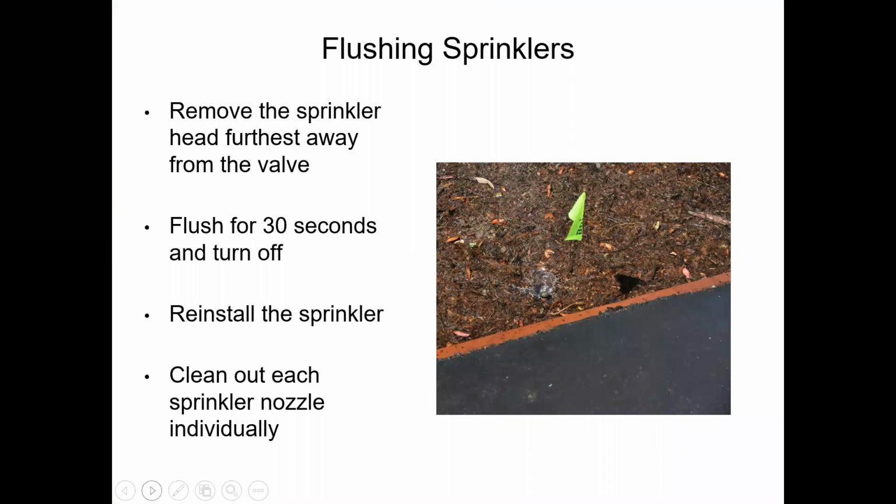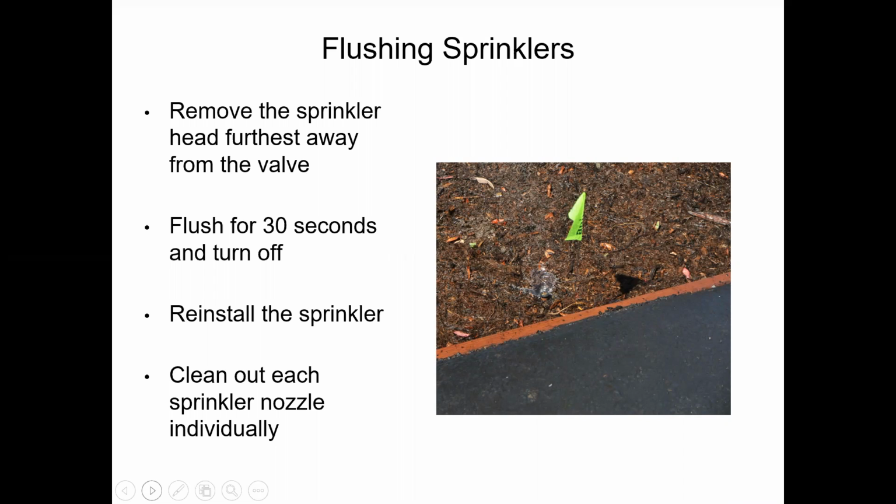So for sprinklers, you're going to want to remove the sprinkler head furthest away from your valve. And you're going to want to be cautious about this because you want to make sure that you've either dug around this area or you have enough clearance so that you're not accidentally getting dirt into your sprinkler body as you're flushing it out. So just be careful with that. And you're going to want to flush it for 30 seconds and then turn it off and reinstall the sprinkler.